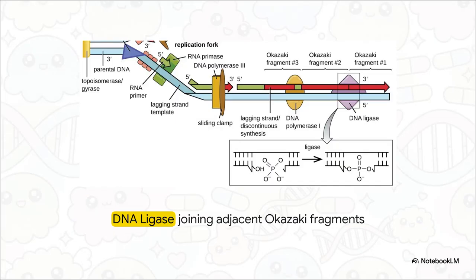And finally, our site welder DNA ligase steps in. Ligase creates those essential phosphodiester bonds, seamlessly stitching those disconnected Okazaki fragments together into one solid, continuous chain. Honestly, without this crucial final step, the lagging strand would just remain this vulnerable series of broken DNA pieces.